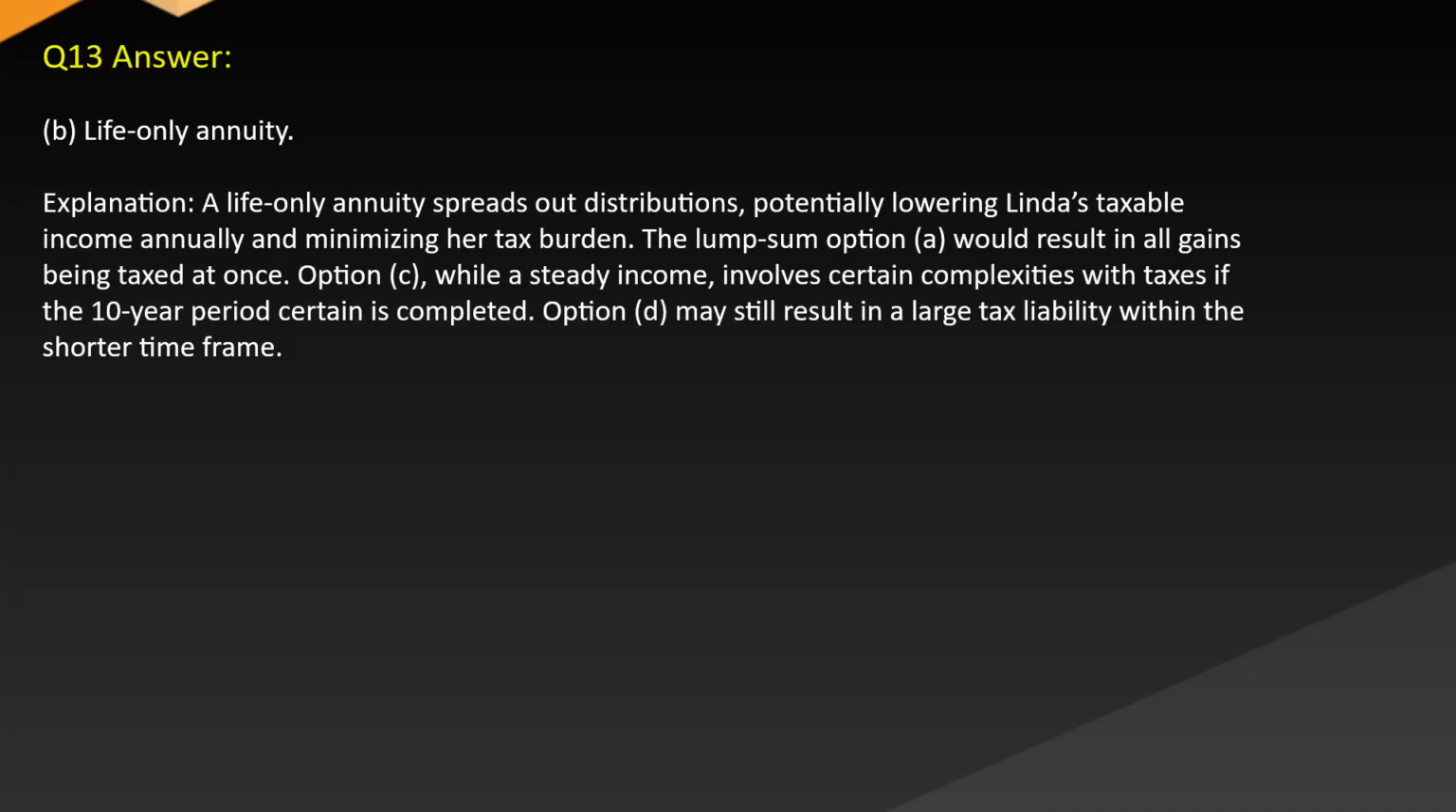Answer: B. Life-only annuity. Explanation: a life-only annuity spreads out distributions, potentially lowering Linda's taxable income annually and minimizing her tax burden. The lump sum option A would result in all gains being taxed at once. Option C, while a steady income, involves certain complexities with taxes if the 10-year period certain is completed. Option D may still result in a large tax liability within a shorter time frame.